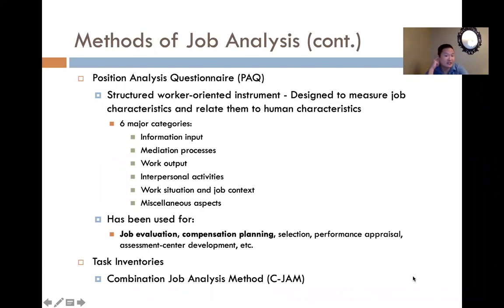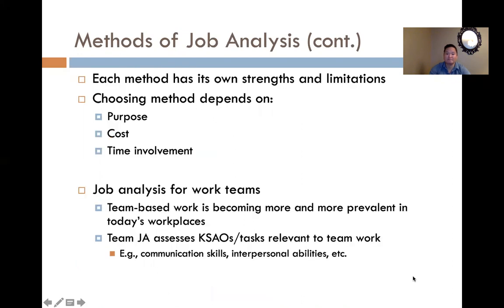All right, methods of job analysis. We have the position analysis questionnaire. This measures KSAOs. And then we have combination job analysis methods that look at tasks and KSAOs. And that tends to actually be really good because it gets you a more well-rounded look at both the job and the person doing the job.